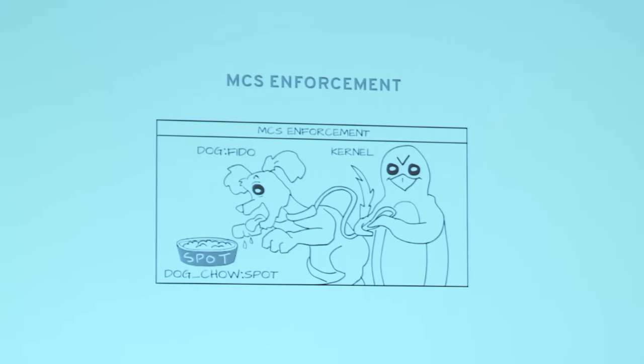Fido's able to eat his, and the kernel stops Spot from eating Fido's dog food. Okay, again, simple. It's in the coloring book, it covers it. That's how SELinux works. So basically, if you have content in a container, you have to make sure it's labeled correctly.